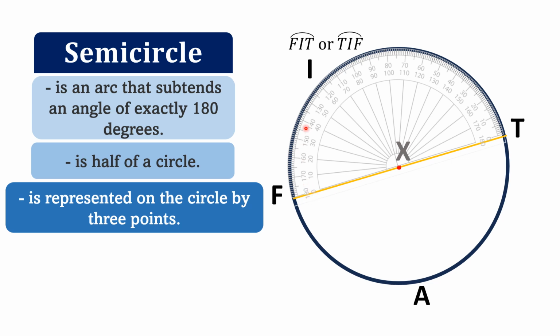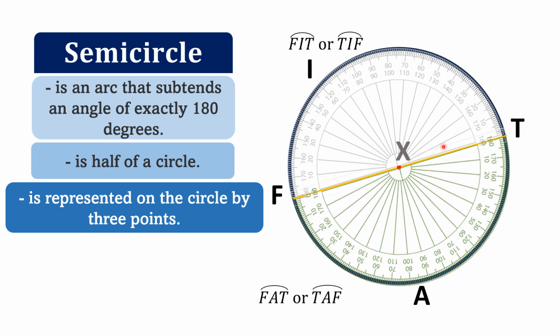Therefore, there are two semicircles in a circle, which is equivalent to two protractors. Now, how to name a semicircle? It is represented on the circle by 3 points. In this example, the semicircles are arc FIT or arc TIF.